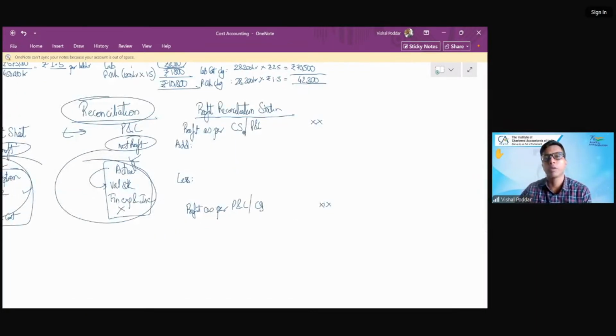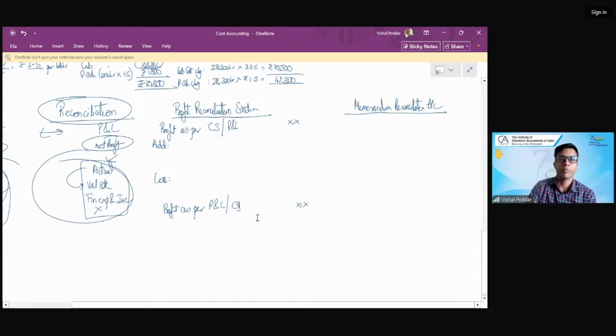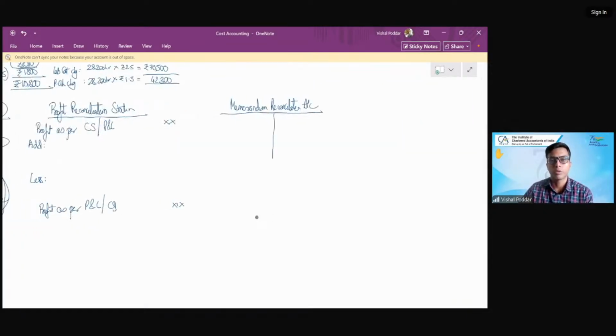At this level, however, more commonly they ask you to follow the second format, which is the memorandum reconciliation account. Now in memorandum reconciliation account, if your opening balance or the starting point is a profit like here, and let us say it is profit as per cost sheet, so profit always has a credit balance, so we should write it on the credit side. So I will write by profit as per cost sheet.